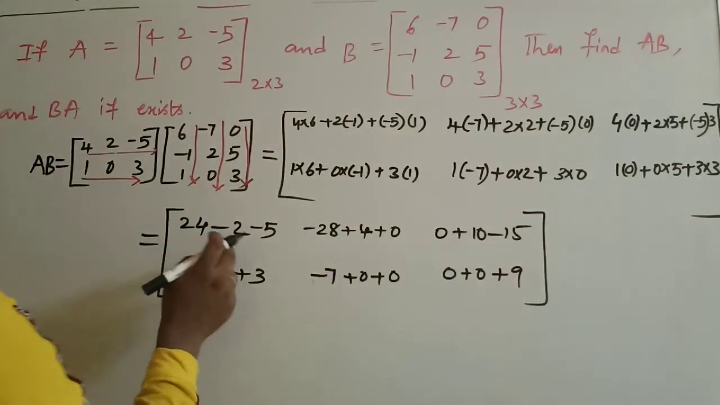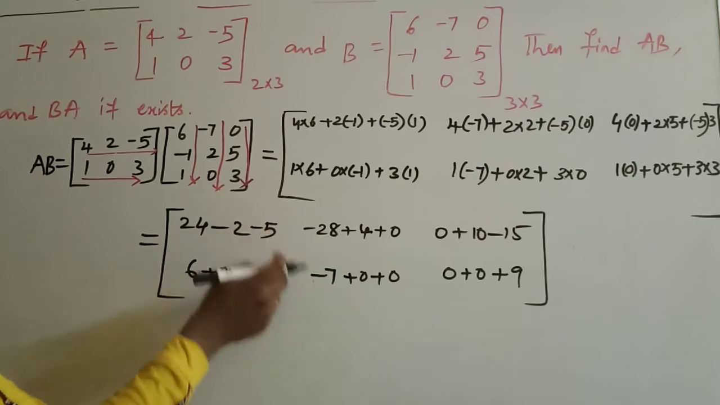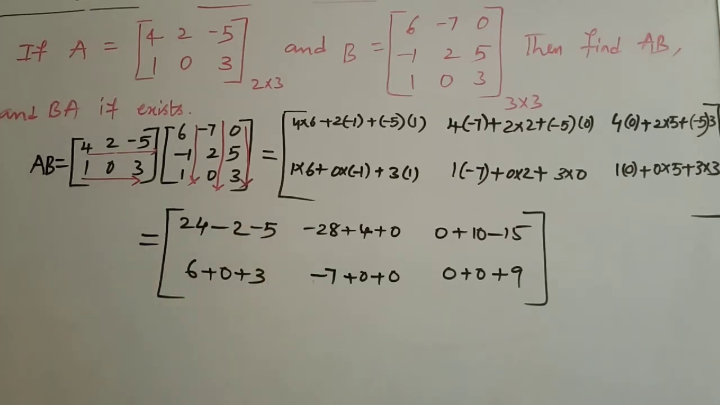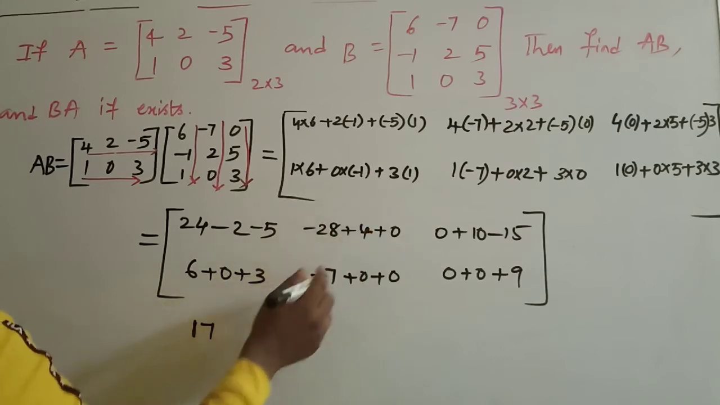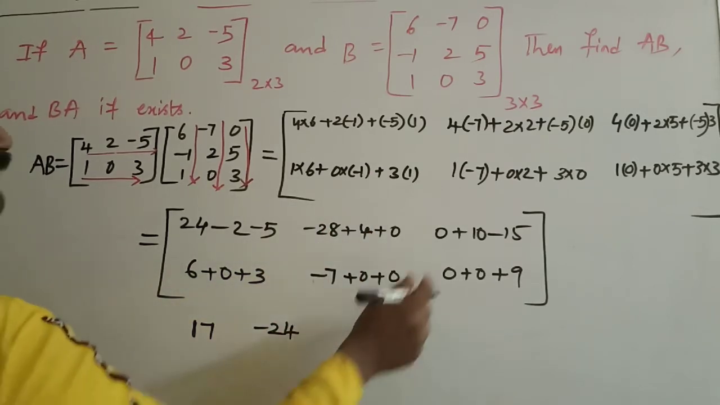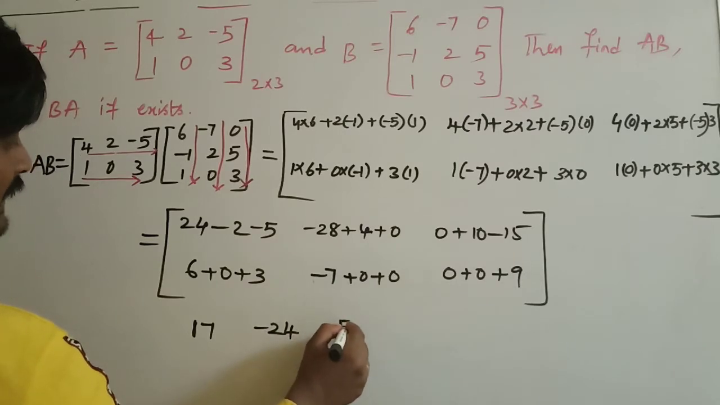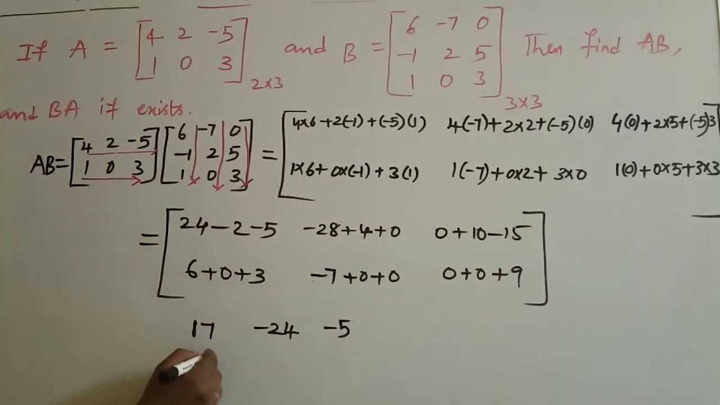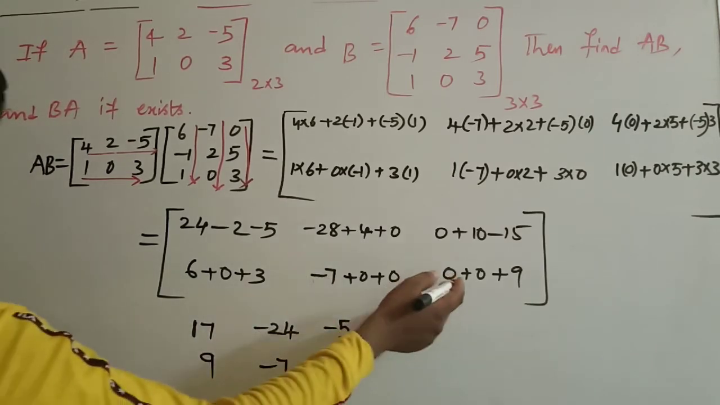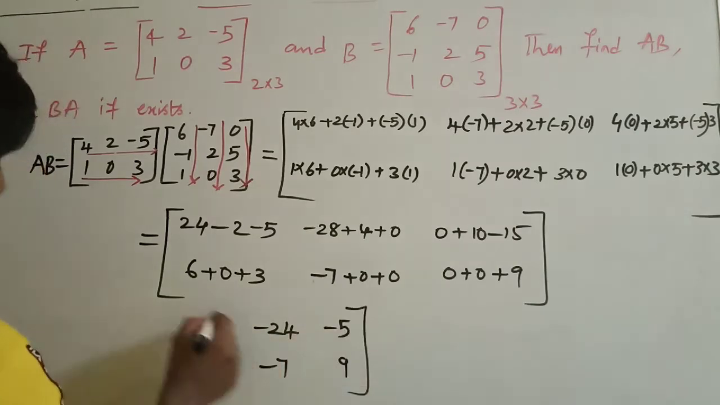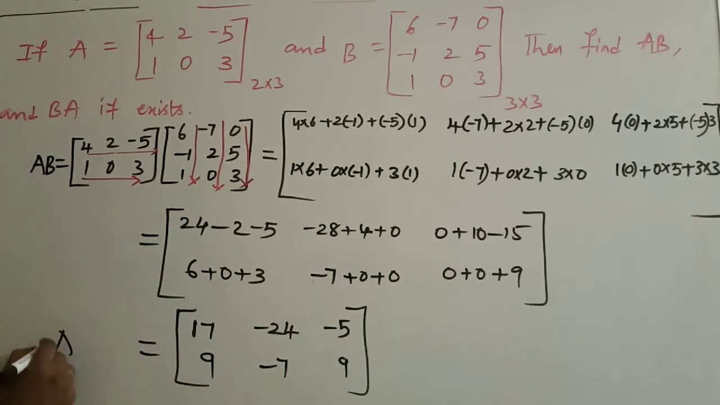Now simplify. 24 minus 2, 22. 22 minus 5 is nothing but 17. So you can write 17 here, that is your answer 17. And then minus 28 plus 4 is nothing but minus 24. 10 minus 15 is nothing but minus 5. 6 plus 3 is nothing but 9. Minus 7 and so on, zeros are there, minus 7. 0 plus 9 is nothing but 9. So this is about your AB.